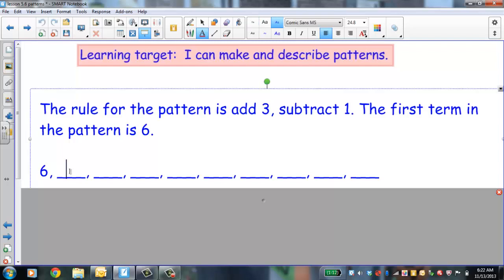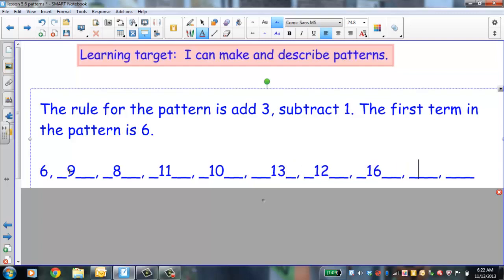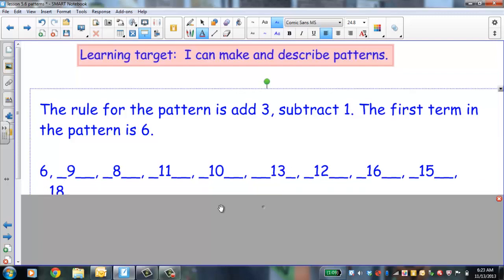So 6 plus 3 would be 9. So we would have 9 here. And then we're going to subtract 1. So 9 minus 1 would be 8. And then we're going to go back to add 3, which would be 11. Minus 1 would be 10. Add 3. Subtract 1. Add 3. Subtract 1. Add 3.